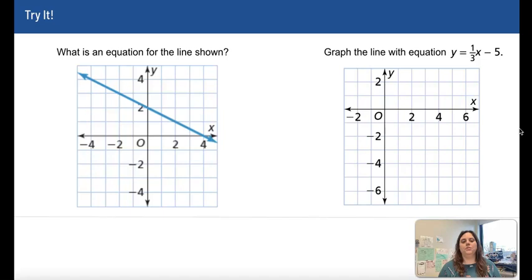Here are 2 for you to try now. Again, go back and watch any part of the video if you need to see it again. But in this first one, I want you to write the equation for the line. And in the second one, I give you an equation and I want you to draw the graph. Pause the video now. Do these 2 problems and press play to see the answer.